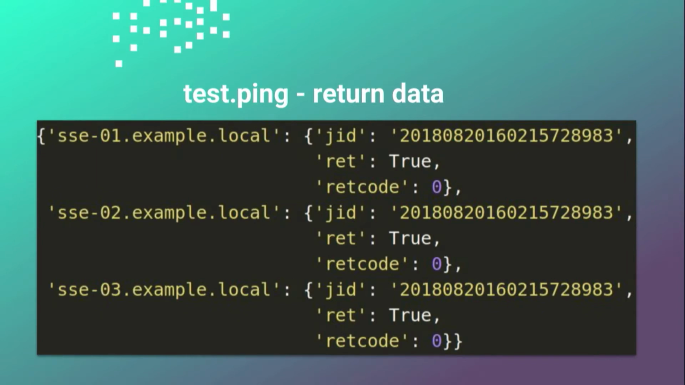If you remember the handy formatted CLI output that we saw just on the previous slide, we had minion name and true. This is what it looks like under the hood. It's just a Python dict under the hood. We've got a job ID, whether it was a success or a failure, a return code, fairly simple.